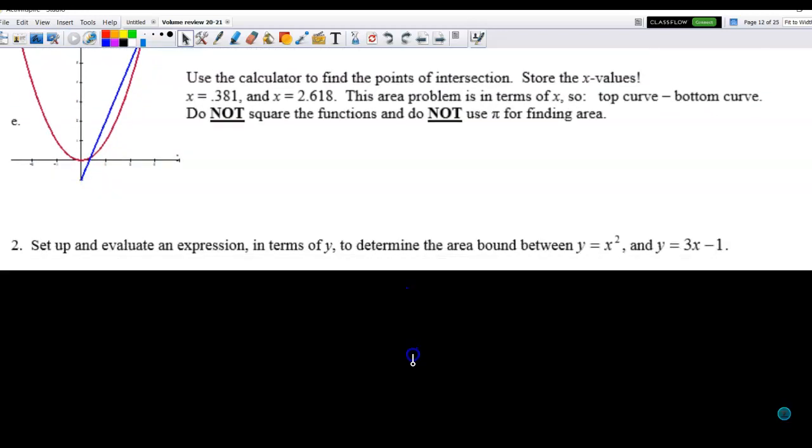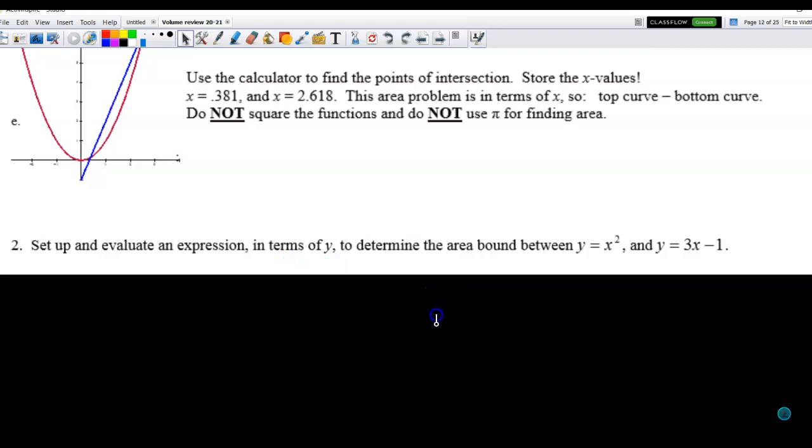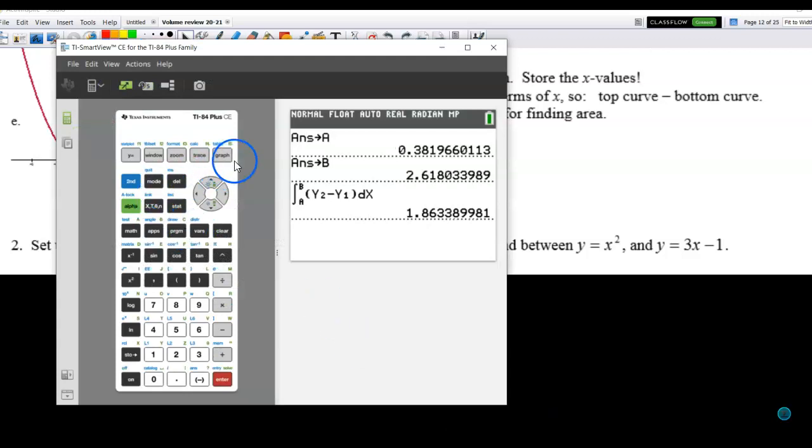In problem number 2, we're taking the exact same region, but we're going to go in terms of y. So this one you need to pay very, very close attention to, because since we're in terms of y, we're going to need to find the y coordinates for the low bound and the high bound, and that takes a little bit of thinking through. So I'm going to bring my calculator back up.